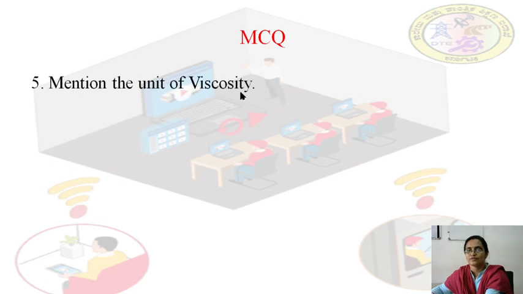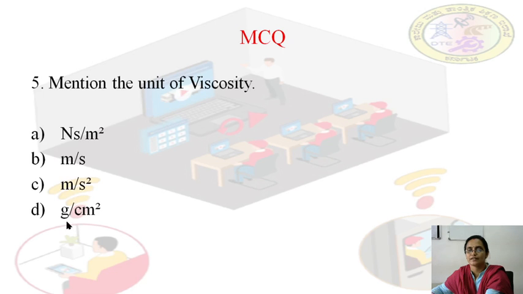Mention the unit of viscosity: Newton second per meter square, meter per second square, or gram per centimeter square. The answer is Newton second per meter square.